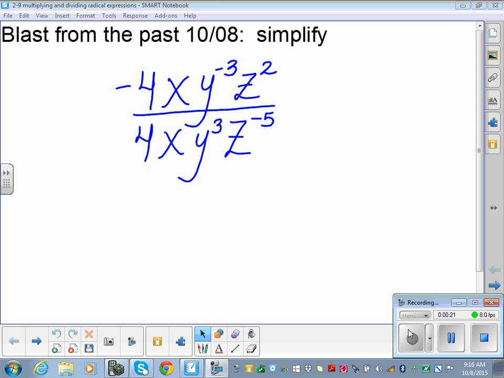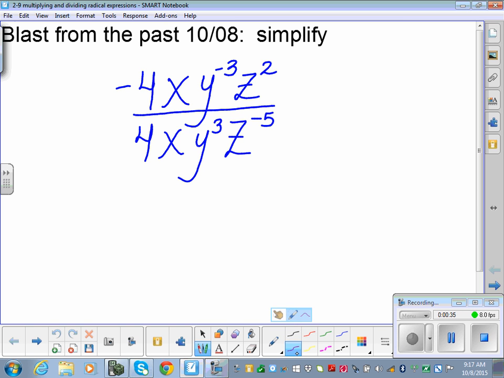We have negative 4x, y to the negative 3, z squared, all over 4x, y cubed, z to the negative 5th. Looking at this, guys, we're going to go through and piece by piece simplify something like this. Now, we would sing our properties of exponents, but remember these few things. Properties of exponents only work when dealing with exponents, so when you sing the song, it's not going to be true for numbers.